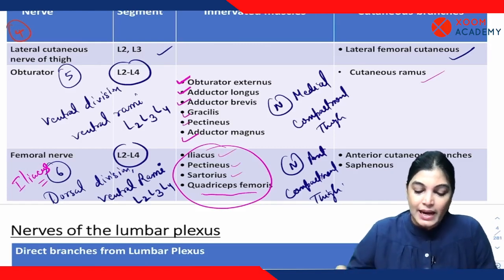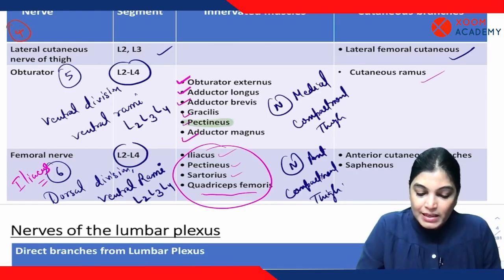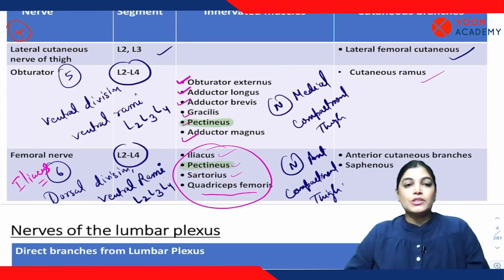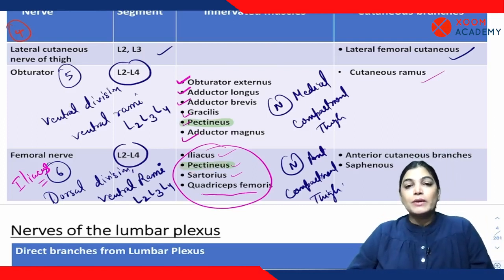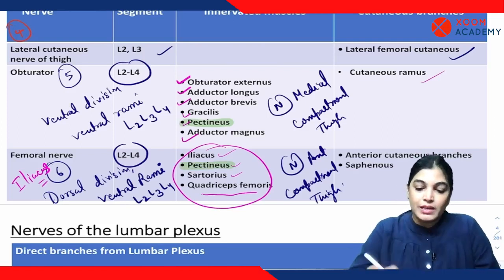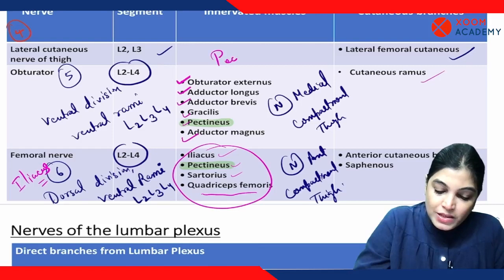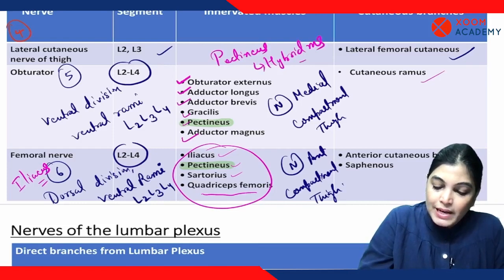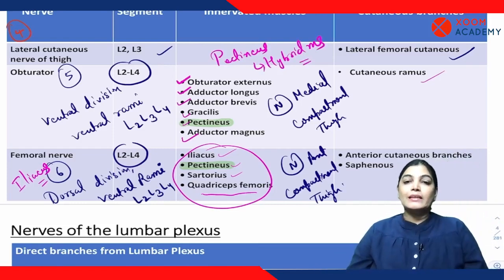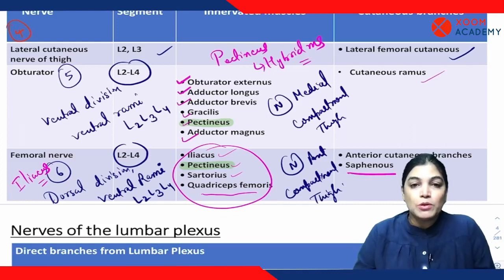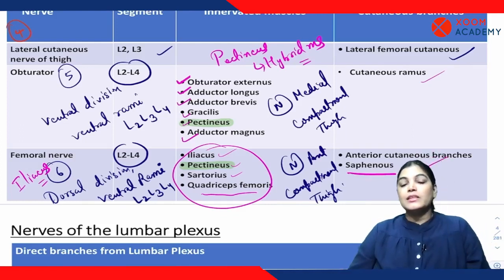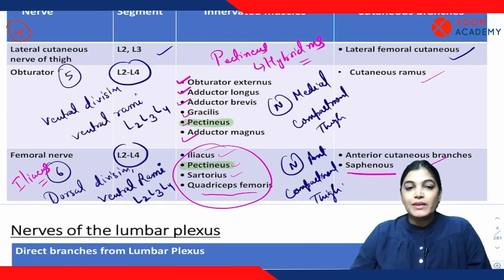Sartorius, pectineus and iliacus are also innervated. Please don't get confused: pectineus receives innervation from both the femoral nerve and the obturator nerve. Pectineus is an example of a hybrid or composite muscle getting innervation from both nerves. Also, the femoral nerve gives cutaneous nerves. The saphenous nerve is given from the posterior division of the femoral nerve, and anterior medial cutaneous nerves are branches from the anterior division of the femoral nerve.